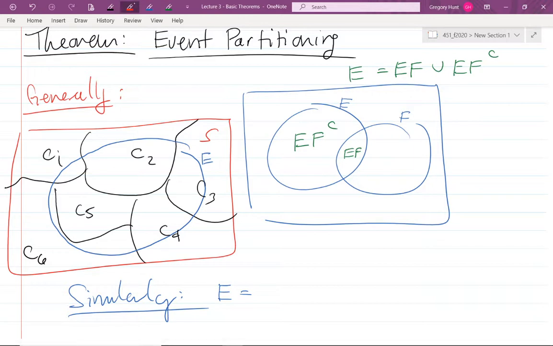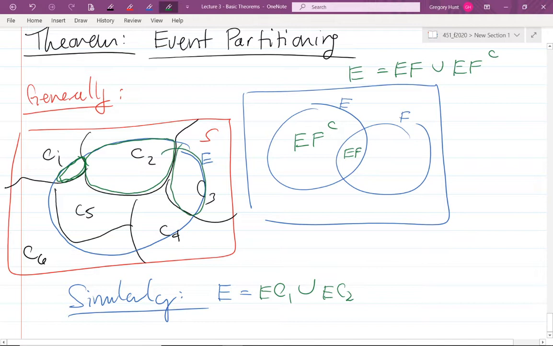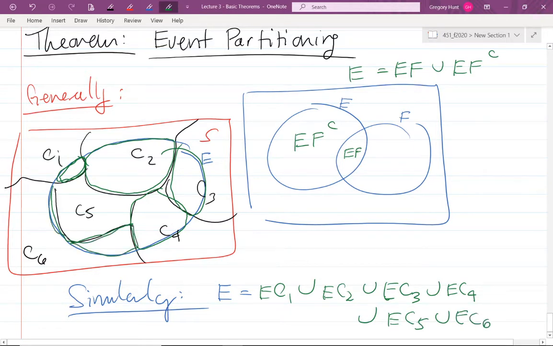So I can recover E by saying, okay, E intersects C1 is that little thing. So E intersects C1. And I can add on E intersects C2, which is that. E intersects C2. E intersects C3. Union E intersects C3. Union E intersects C4 is this part. Union, on the next line, E intersect C5. Union E intersect C6, right? Which I guess is that part there.